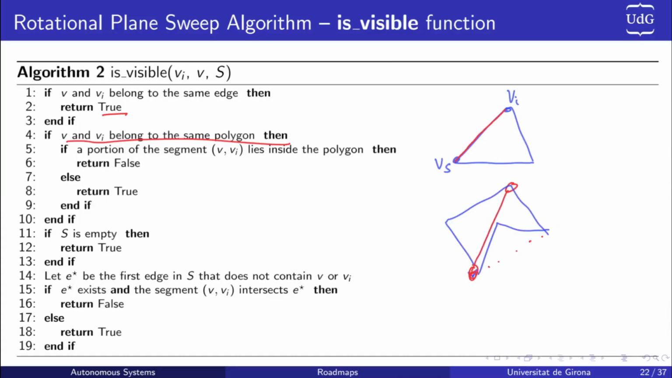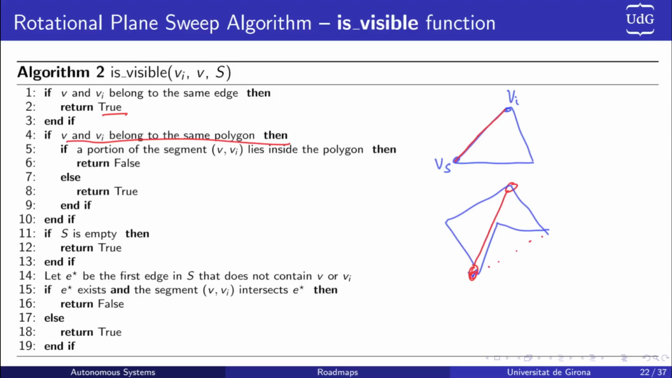This is a tricky part. When they belong to the same polygon, if there is a portion of the segment that connects them that lies inside the polygon, then I have no visibility. If no portion lies inside the polygon, then I return visibility. This is a little bit tricky to implement, but you have to do it, otherwise it's not going to work. And probably, the condition that I put in second position should be put later, because it's the one that takes more time to compute.